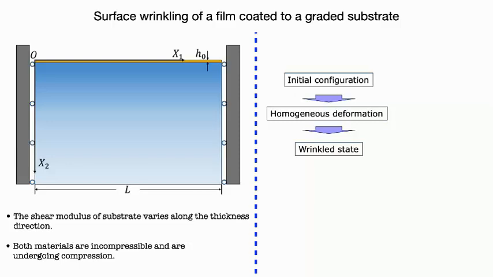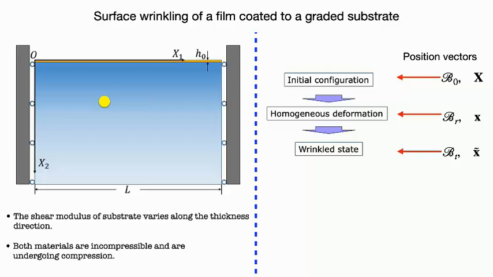And when you look into the deformation process, you have an initial configuration, and then you impose compression. This will induce a homogeneous deformation. And when you further compress it, a wrinkled state will be formed. And we take a point from the structure, and we can define the position vectors. The capital X is in the initial configuration, and the small x is in the current configuration. And then, according to the incremental theory, you superimpose the small deformation to create the wrinkled state, and we have this x tilde. And we know that their relationship is given by this.